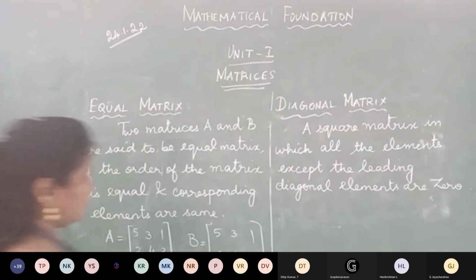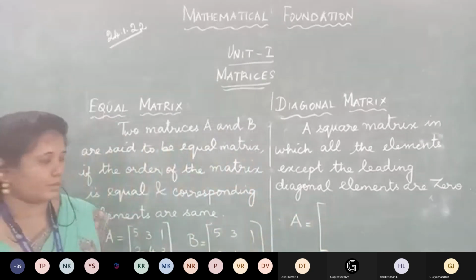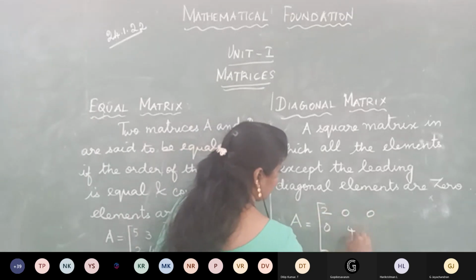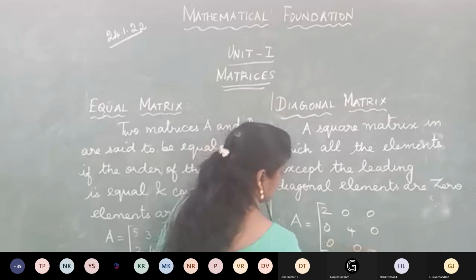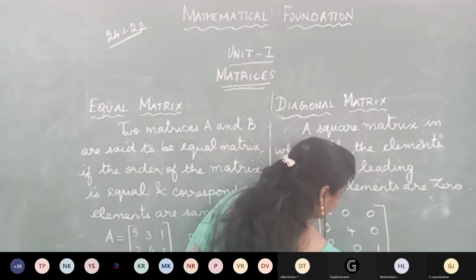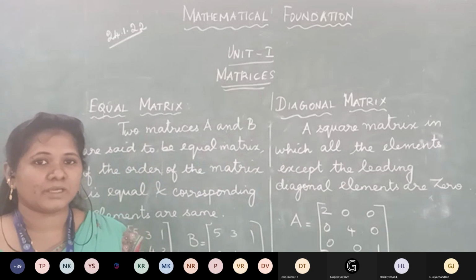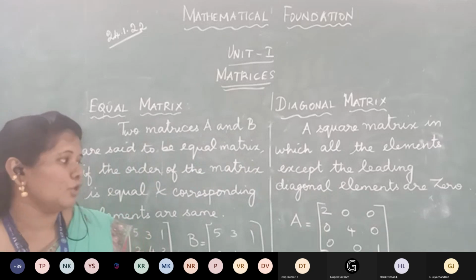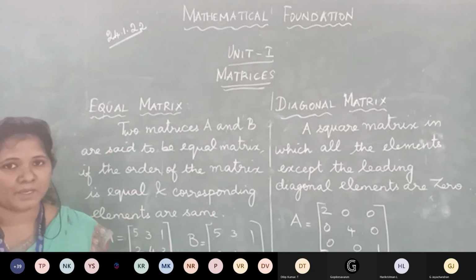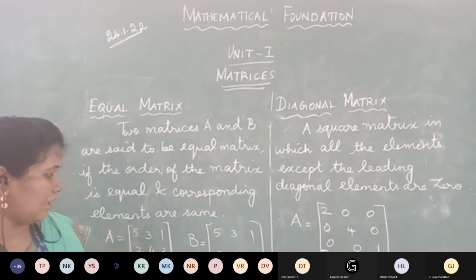In your diagonal matrix, you can give an example like I'm taking a 3 cross 3 matrix: 2, 0, 0, then 0, 4, 0, 0, 0, and 8. This is a 3 cross 3 matrix. In your diagonal matrix, it is not necessary that your diagonal elements have to be the same. You'll have values in the diagonal. So your diagonal matrix is a square matrix. Only a square matrix you can find out your diagonal matrix. You cannot write it with another matrix.